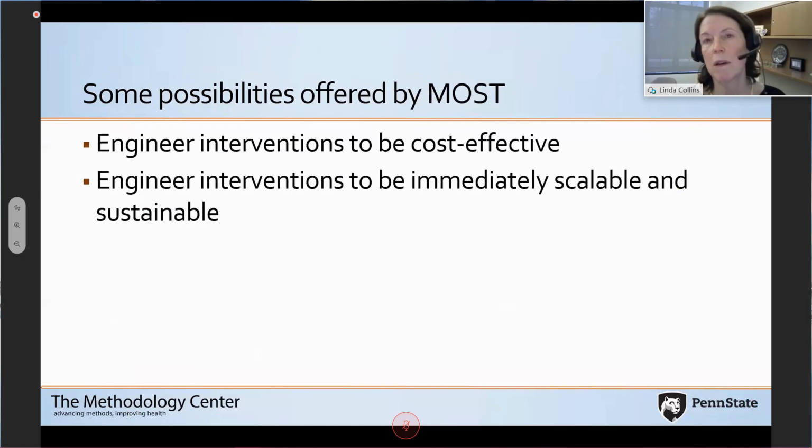You also can engineer interventions to be immediately scalable and sustainable. If you know what the constraints are when an intervention is to be implemented, you can actually incorporate those into the optimization criterion. So, for example, suppose an intervention is being administered in the emergency department. Well, you're not going to have 3 hours to implement that intervention. It's something that probably could take no more than 10 minutes. I'm just making that up, but things have to be done quickly in the emergency department. So you could select a set of components that would give you the best expected outcome that could be delivered in 10 minutes or less.